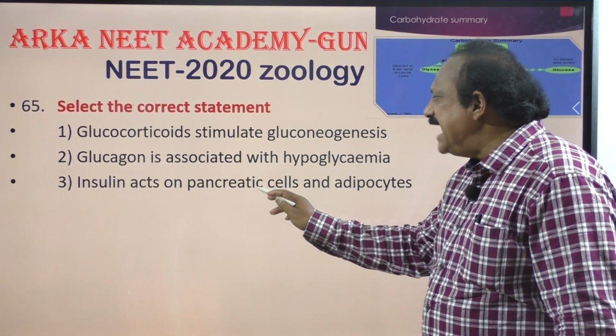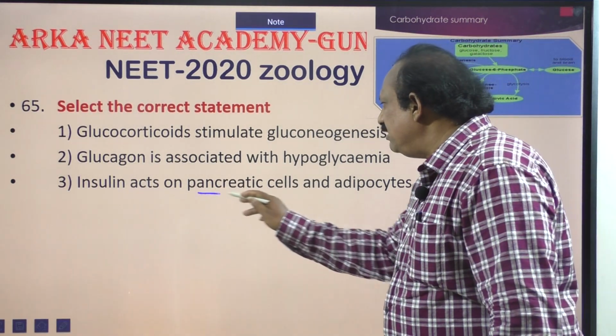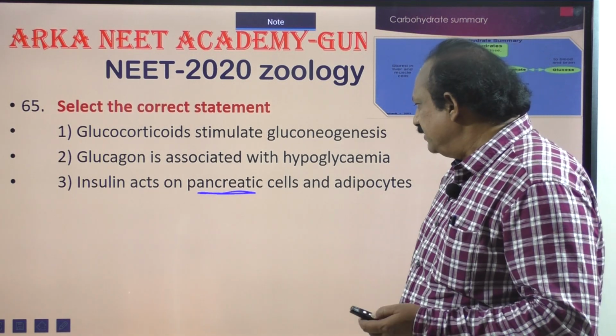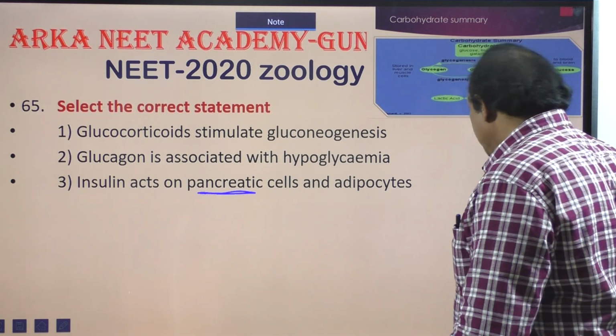Insulin acts on the pancreatic cells. This is wrong. It acts on the muscle cells, liver cells, and adipocytes. Pancreatic cells is the wrong one.